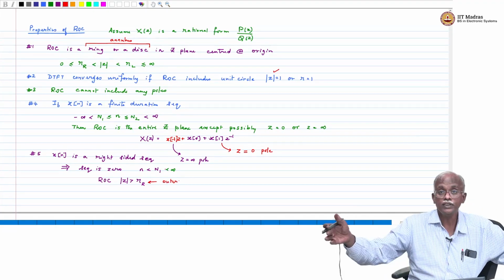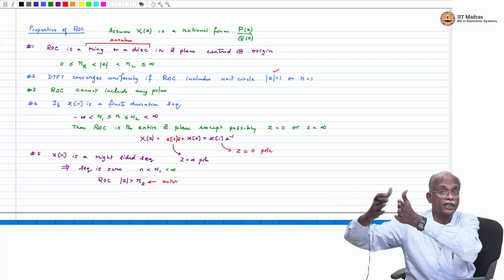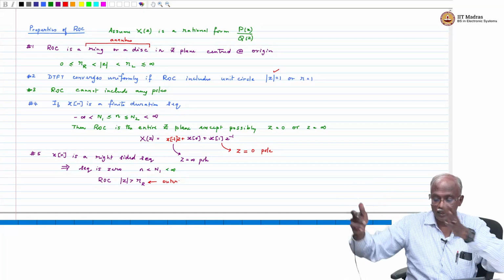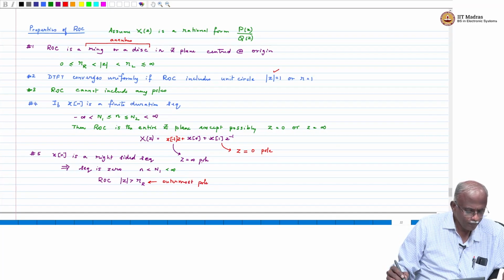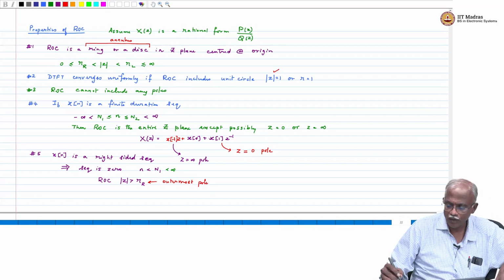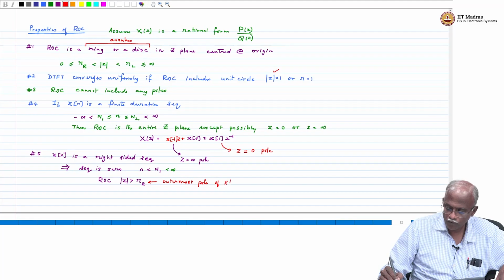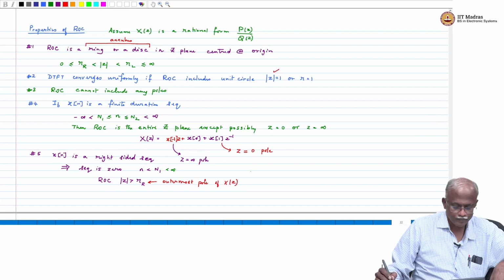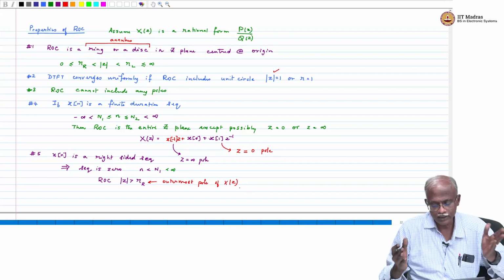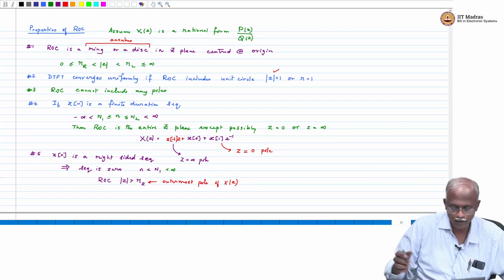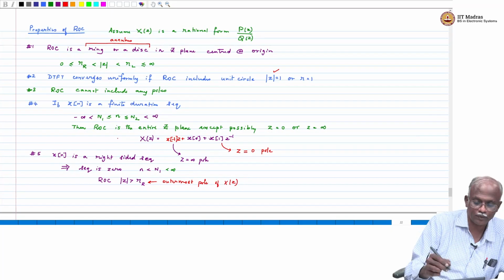There are many poles. It is a right-sided sequence, so it has to be greater than some R. So you take the outermost pole. The region of convergence lies beyond the outermost pole of x of z. Okay, and this is the understanding of region of convergence for a right-sided sequence.